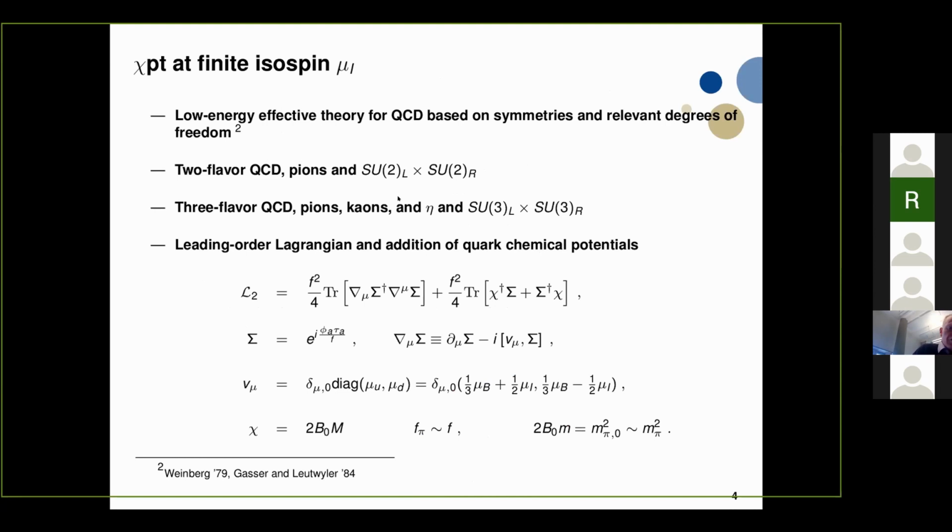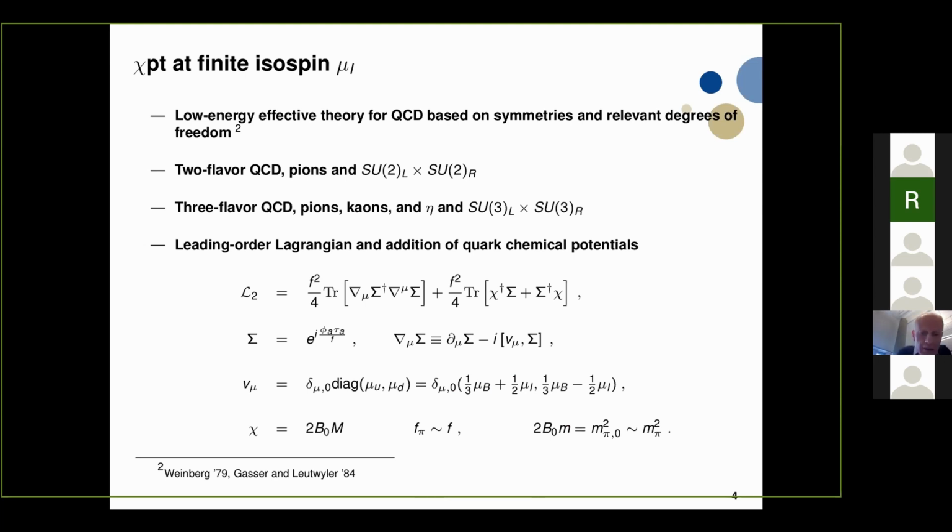So to set the stage, just to remind you, chiral perturbation theory is a low energy theory for QCD, and it is based on symmetries and degrees of freedom only. It's a systematic derivative expansion, so in principle, if certain criteria are satisfied, this is a systematic approach where you can systematically improve on your results. For two flavors, the degrees of freedom are the pions. For three flavors, we have to add the kaons and the eta as well.